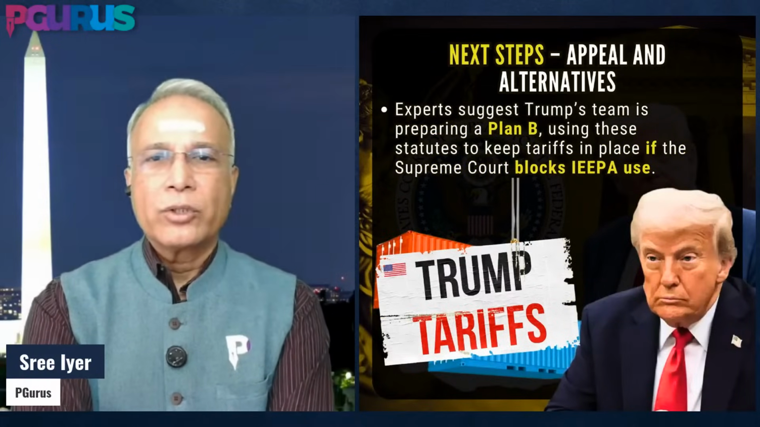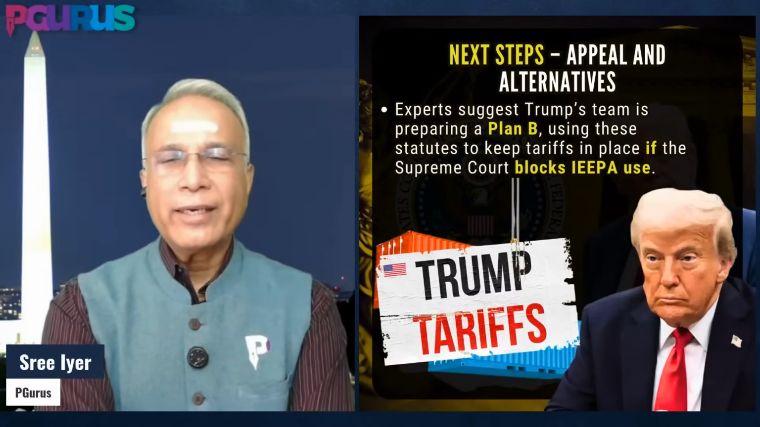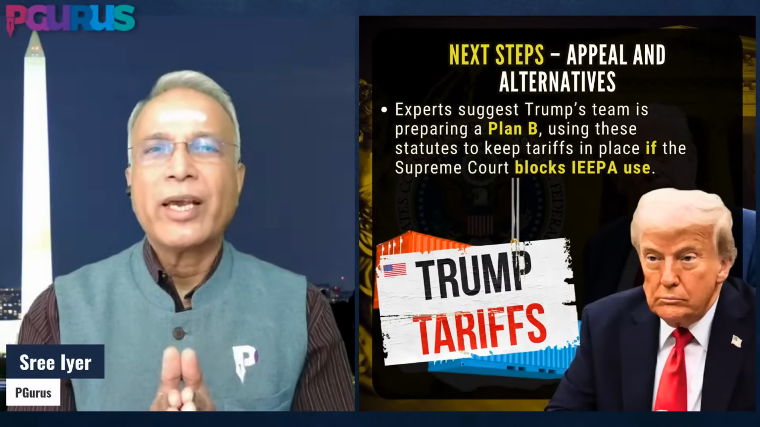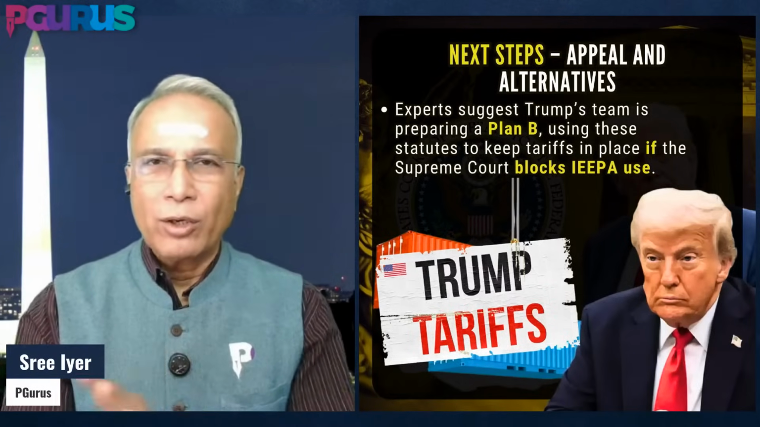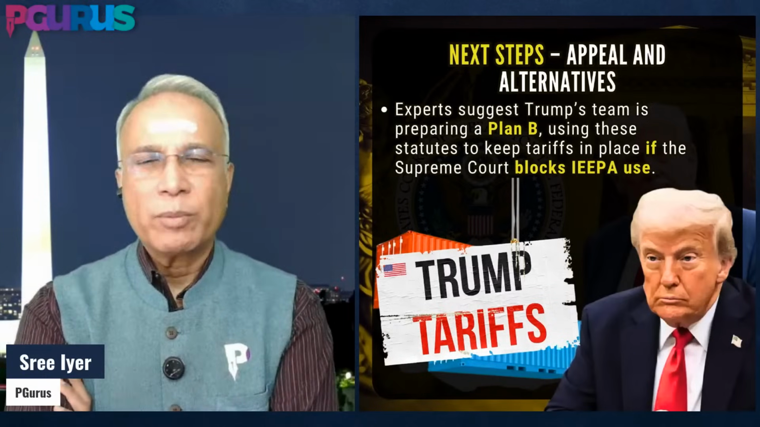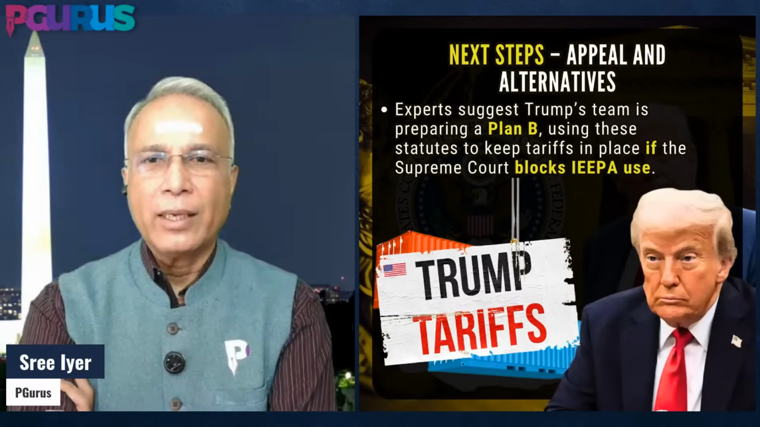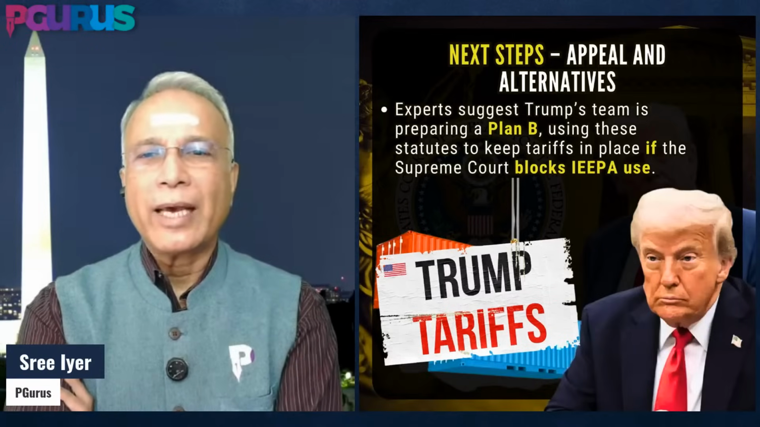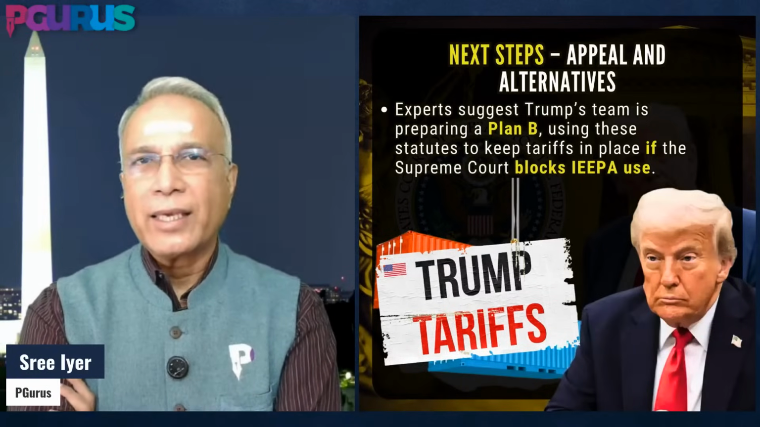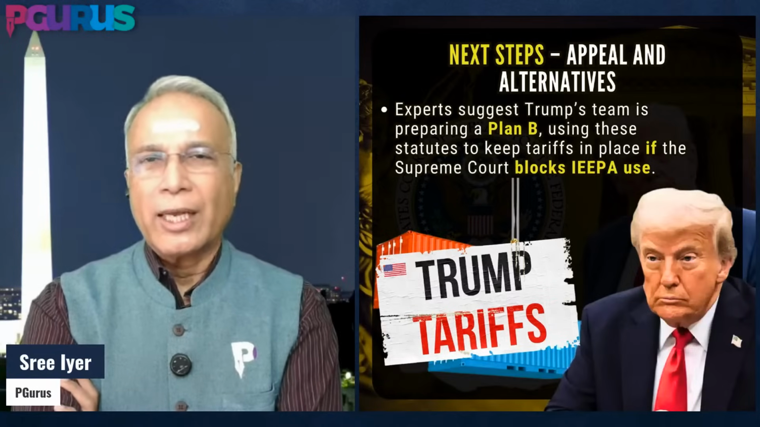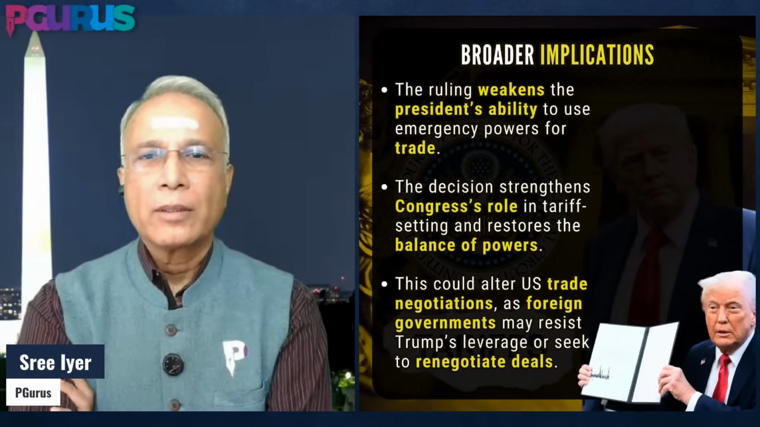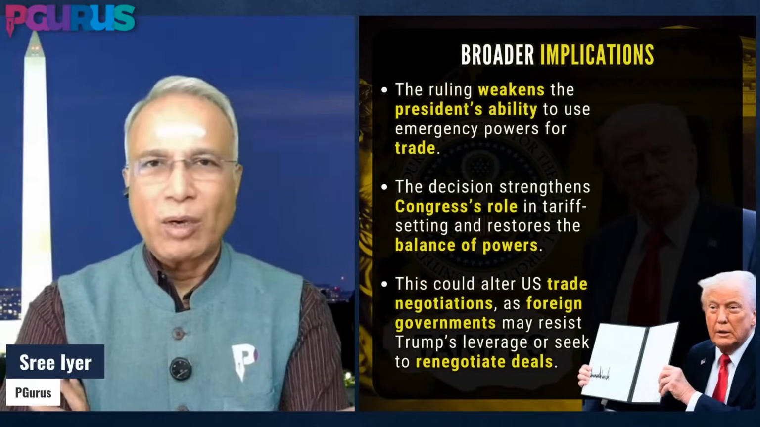Next. So right now, there could be another thing that's going on. What happens if SCOTUS also strikes down the tariffs? It is believed that the Trump administration is preparing a plan B, using these statutes to keep tariffs in place if the Supreme Court blocks IEEPA use. That's where things stand. If I have any questions, I'd like to take them now. So the broad, okay, I'm sorry, there's one more slide.